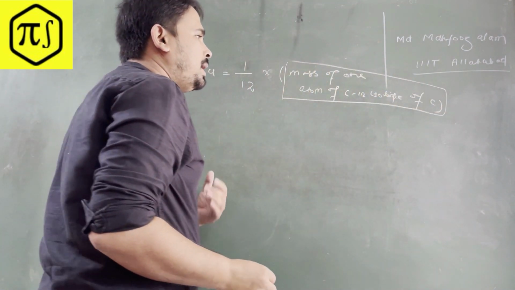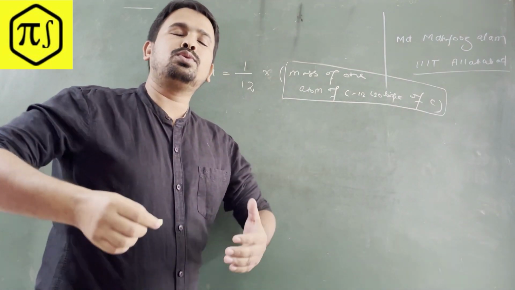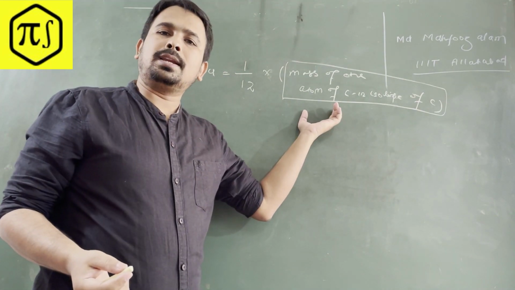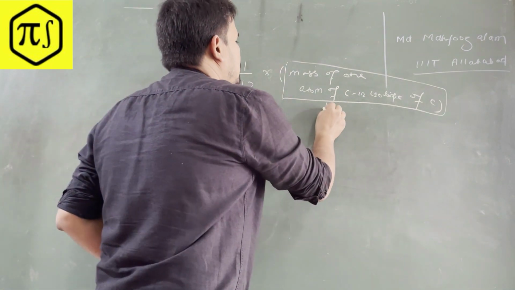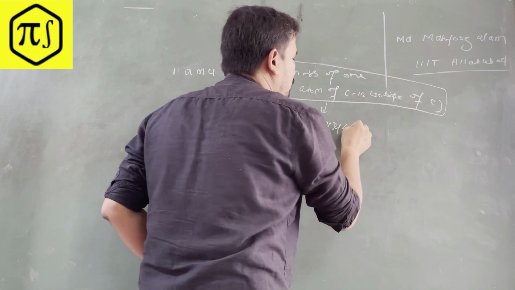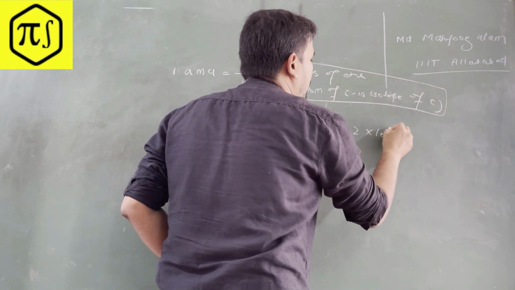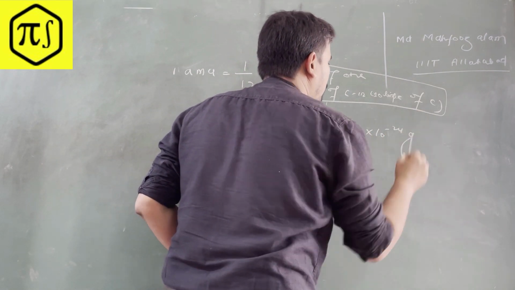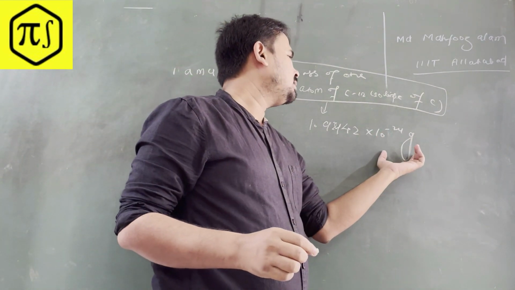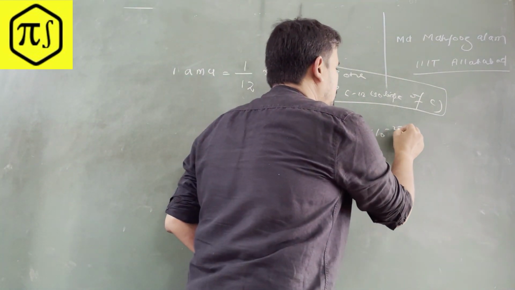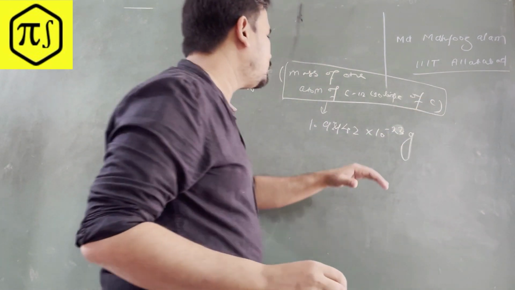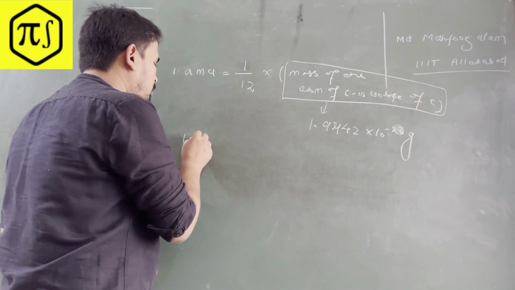So now, this data we are getting mathematically, or through experiment. We already know this data: the mass of one C12 atom is 1.9942 into 10 to the power minus 23 grams, sorry, 10 to the power minus 23 grams. So this is the data. Now let's talk about 1 AMU.